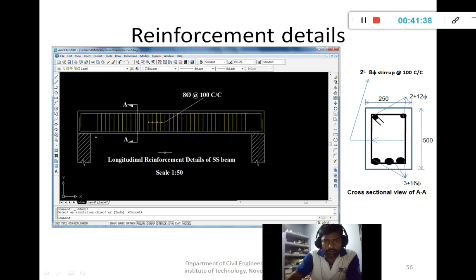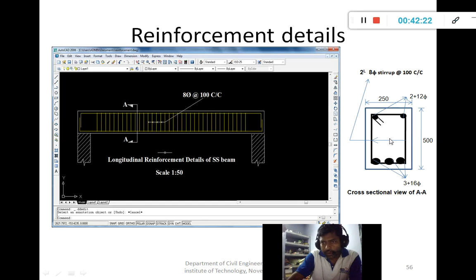So this is the reinforcement. Now the reinforcement details are shown, longitudinal reinforcement. These figures are drawn in AutoCAD. The stirrups are used, the main bar, and these top bars are used, which are not required, but for making the reinforcement cage and also to hold the stirrups, these bars are required. So as per code, minimum 2 bars you have to provide to make the reinforcement cage.